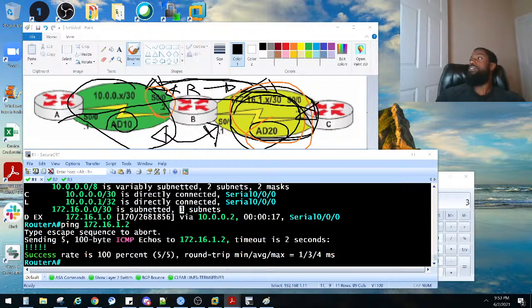OSPF passive interfaces. Yeah, I want to do one more lab, man. That way we can knock this out. That will be all of the challenge labs, man. That will be all of them. Then after that, we got some bonus labs in this book, A through G.